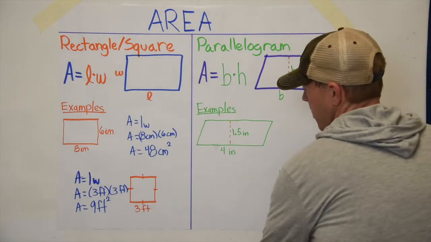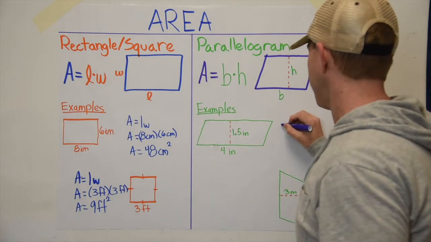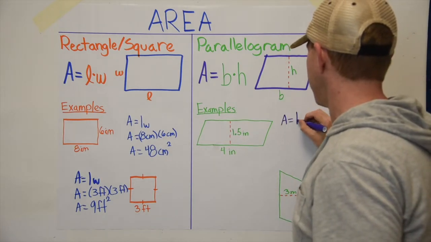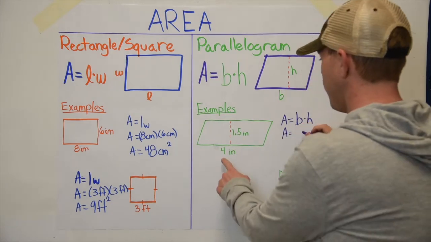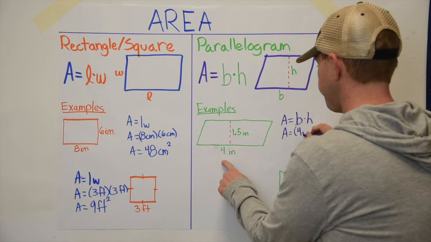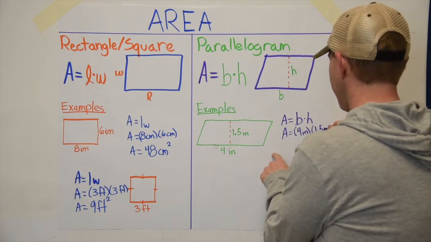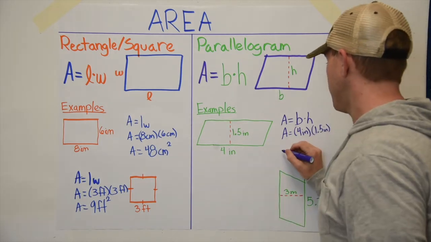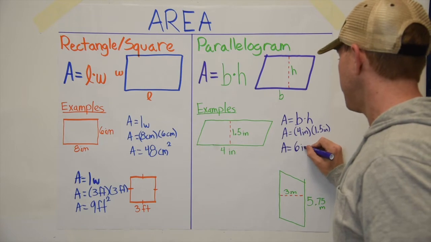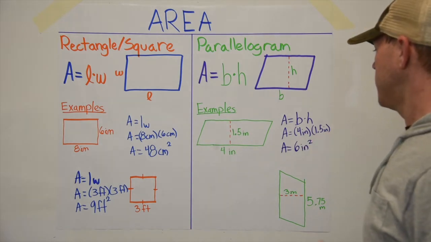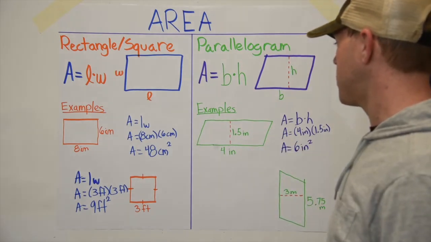Alright, so let's look at a couple examples. We have this first one. Our base is 4, so let's first write down the formula. Area equals base times height. So I have 4 inches as my base, and my height is 1.5 inches. We're going to multiply those two. 4 times 1.5 is 6, and I'm going to put inches squared. That means I can fit 6 little squares that are inch by inch inside the shape.